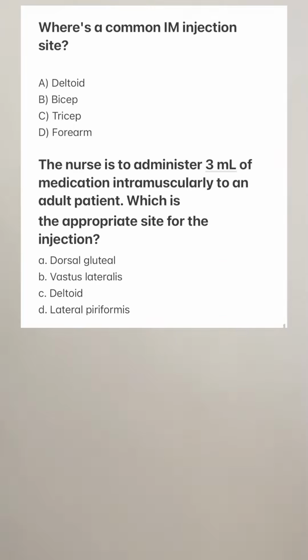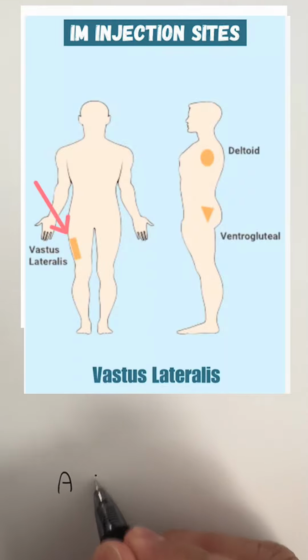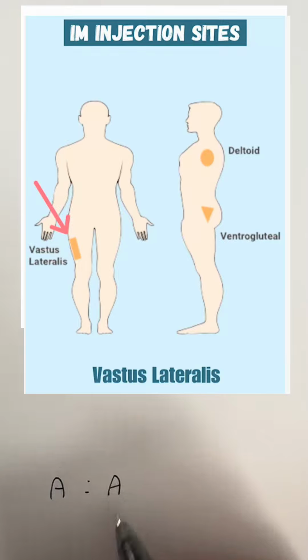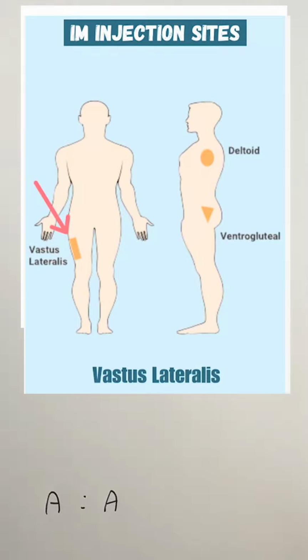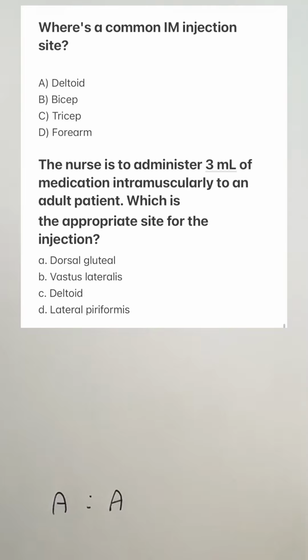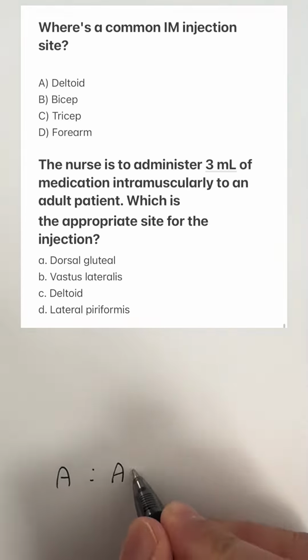Let's solve together. First question is, where is a common IM injection site? Deltoid, bicep, triceps, or forearm? The correct answer would be answer A, because the deltoid muscle is located in the upper arm, and it's a common site for intramuscular injections. The bicep, triceps, and forearm are not typically used for IM injections. So your first answer is A, deltoid.